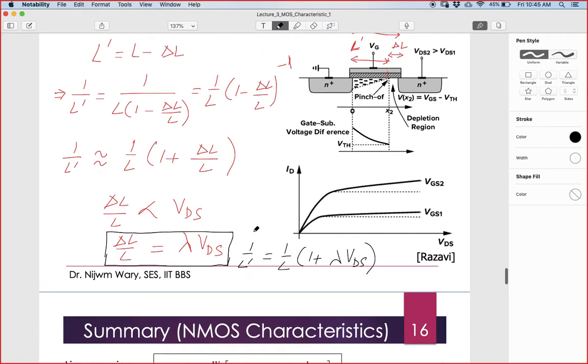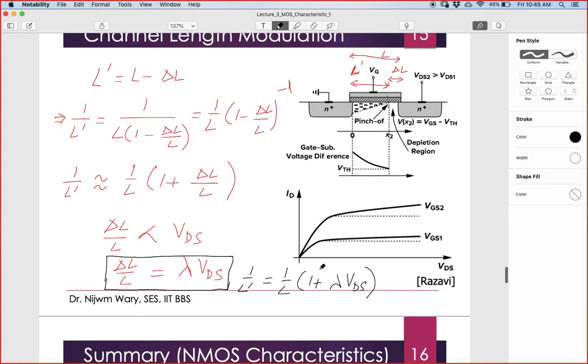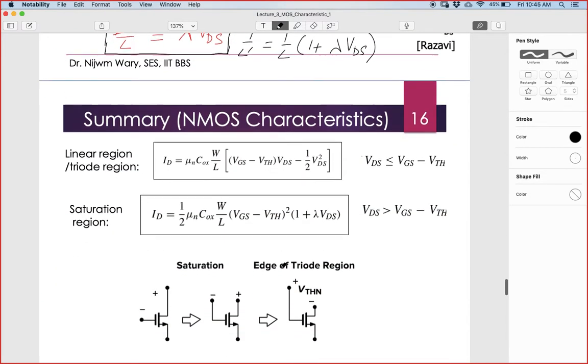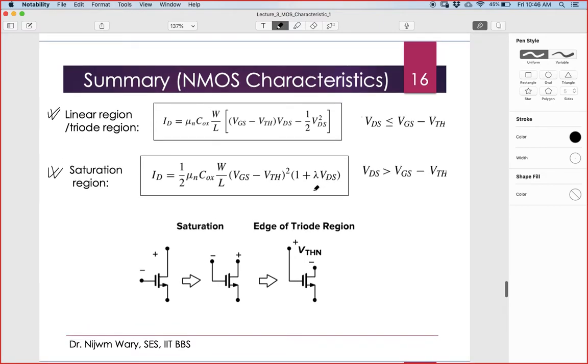If I replace this 1 by L dash with this value, finally I get this kind of equation for the triode region, or linear region; the linear region is also called the triode region. And in the saturation region, I get ID equal to half mu n Cox W by L (VGS minus VTH) squared, 1 plus lambda VDS. This is the equation of the MOSFET.